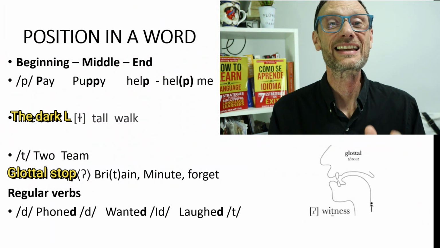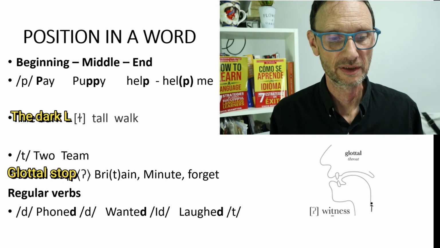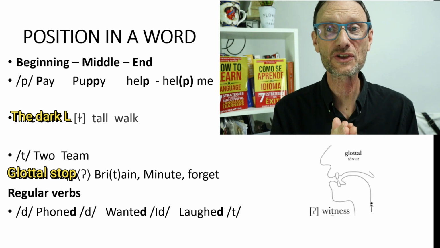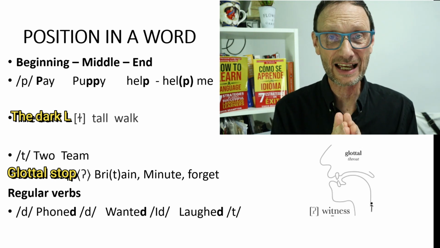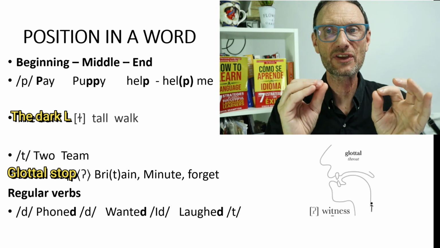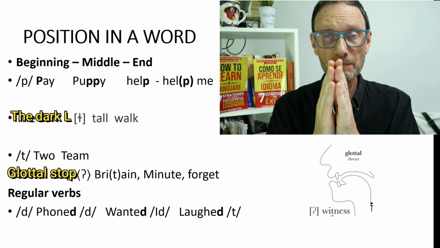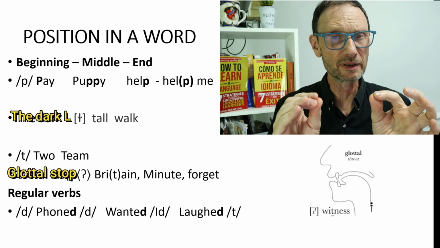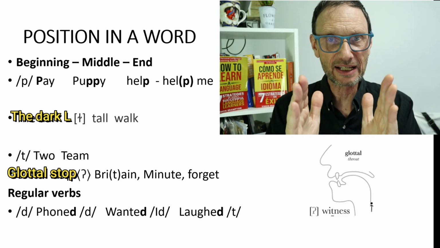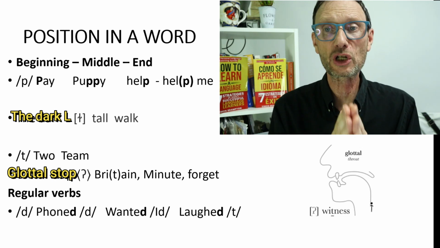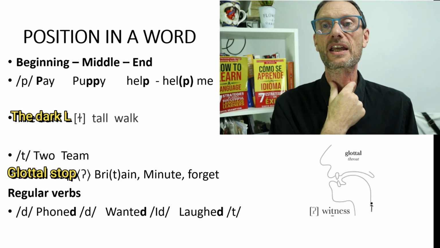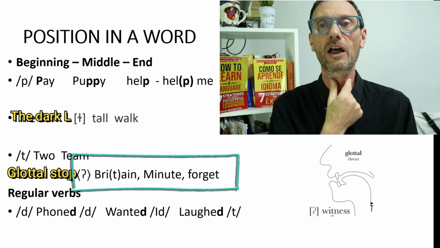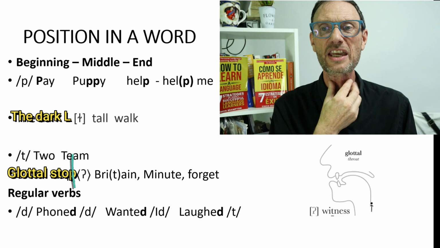Let's look at the sound t. For example, to or team. At the beginning, it's quite normal, but in some varieties of English, and this is not the standard Southern British English, but is becoming more common even in standard English. So you need to hear this. It's called the glottal stop, where the air stops here at your glottis. It's like you're going to say the T, but it gets stopped.